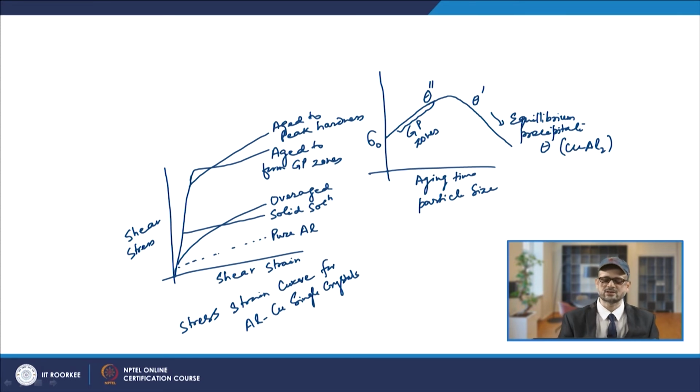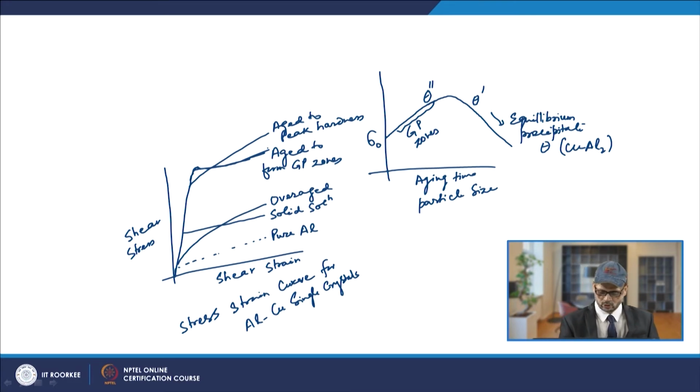Now, in this case you see that the yield stress has increased significantly, it has reached this point, and then a yield drop is observed. From here there is some drop and then it continues. So you find the yield drop, and you also see that the strain hardening rate is quite small in this case, it is not very high.